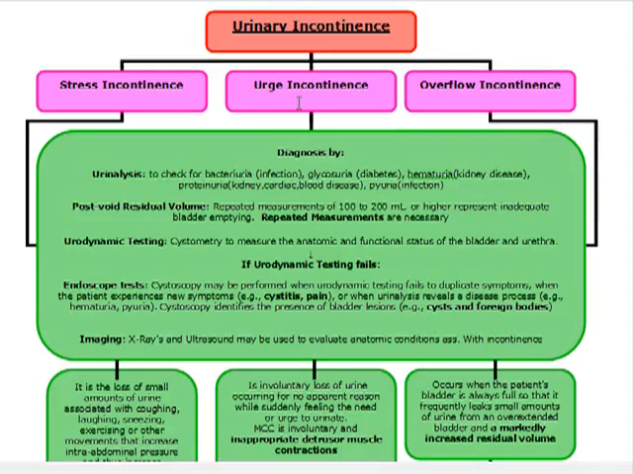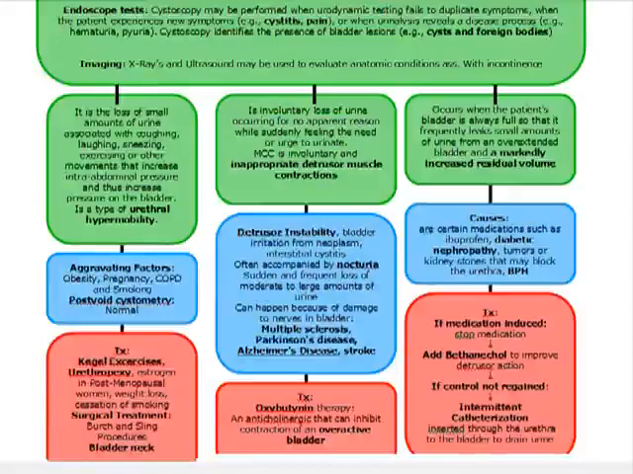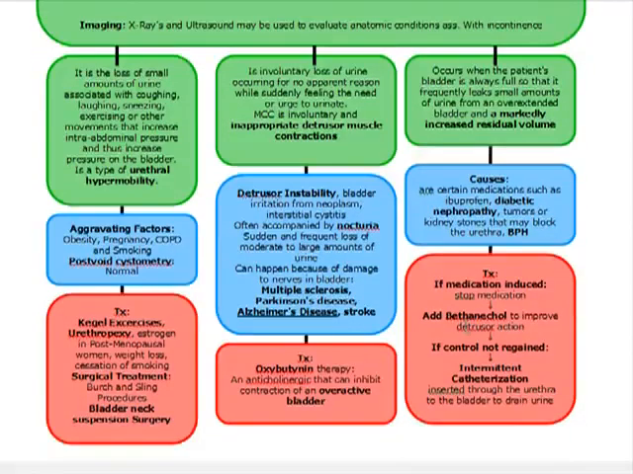So if we have too much contraction, what do we want to do? We want to give an anticholinergic. And if we have too little contraction, what do we want to do? We want to give a cholinergic, such as bethanechol, okay? And if control is not regained, that's when we're going to go to intermittent catheterization.